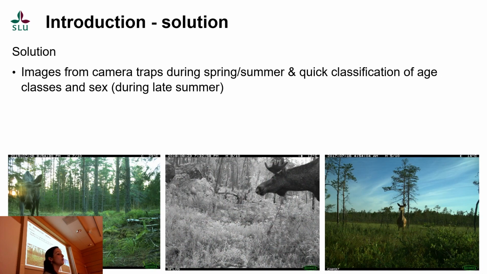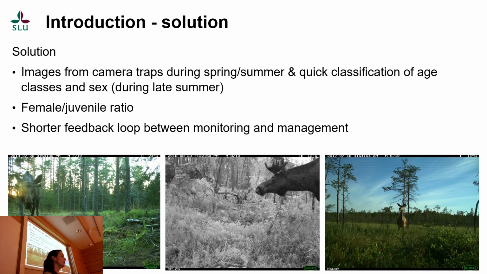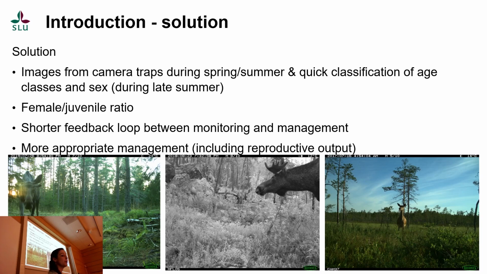So one potential solution would be to have cameras deployed in the field that give us images, and we can get a really quick classification of the age and the sex of those ungulates during late summer. And then we can take this into account, estimate some female-juvenile ratios, so some reproduction estimates, and incorporate this in the estimates for quota for the next hunting season. And this would result in a much shorter feedback loop between the monitoring and the management as compared to what we have now.